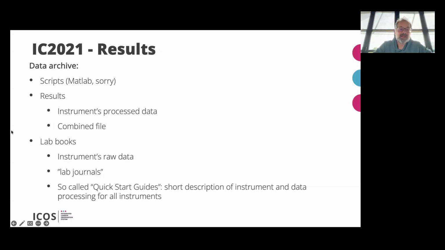You find a folder with the results. It's basically the instruments' processed data and the combined file that we used to produce all the plots in the publication. And you find a folder called Lab Books, which has the instruments' raw data and some kind of lab journals. Might be a strong word, lab journal, but basically the notes that we took for each instrument. And the so-called quick start guides, which include a short description of the instrument and data processing for all the instruments. So it's also a nice resource to start with if you look into the instruments.